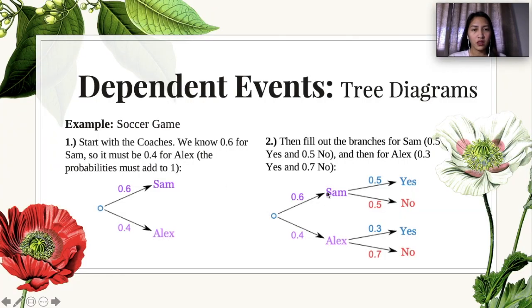So, you have here filled up the branches. So, the possibility changes as an event occurs. So, ito yung tinatawag na dependent events. Halimbawa, si Sam yung makapili sa'yo, ang probability mo of getting a yes ay 0.5. No is 0.5, while for Alex is 0.3 and 0.7. So, nag-iiba-iba sila.